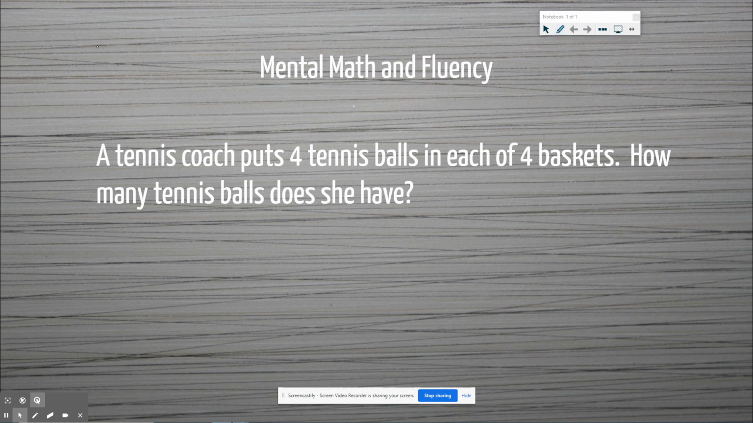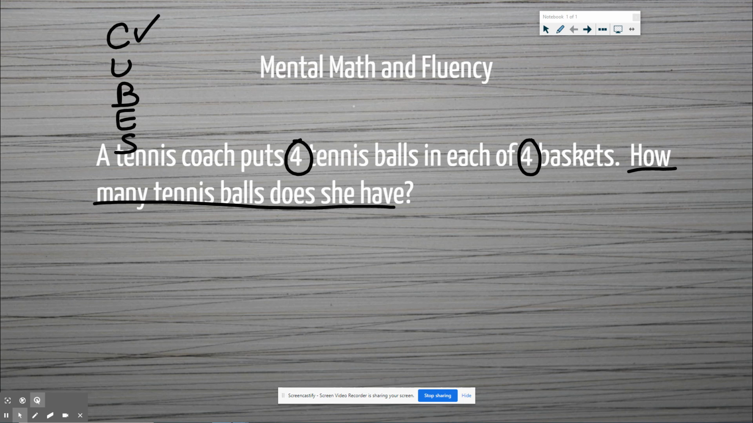It is a number story, so we are going to think about going through all of the steps. The C, circling the numbers, I can see 4 tennis balls, 4 baskets. Underlining the question, how many tennis balls does she have? And then boxing in the keywords, I can see each, and then that's about it.